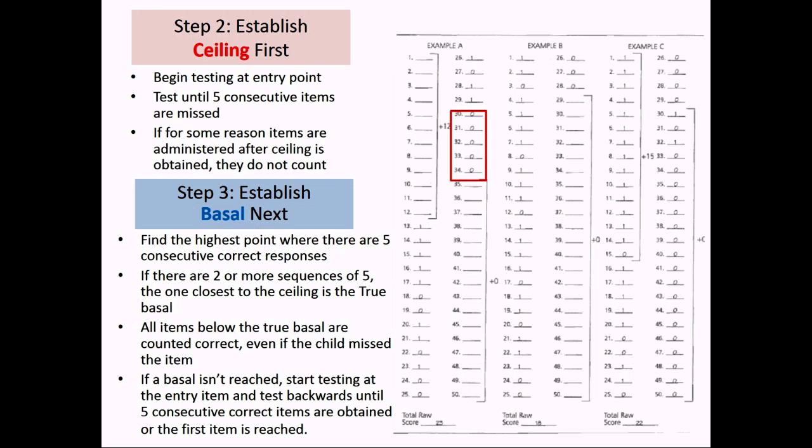Alright, so let's look at this in example A. So now look at the numbers and look for the place where you see 5 in a row correct.